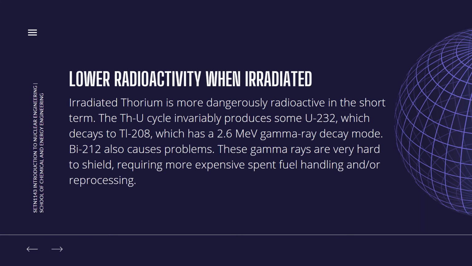Uranium fuel pellets also possess lower radioactivity when irradiated compared to thorium. Irradiated thorium is more dangerously radioactive in the short term. The thorium-uranium cycle invariably produces some uranium-232, which decays to thallium-208, which has a 2.6 megaelectron-volt gamma-ray decay mode. The bismuth-212 decay pathway also causes problems, as these gamma rays are very hard to shield, making the process of handling and/or reprocessing spent fuel more expensive and difficult than it already is.